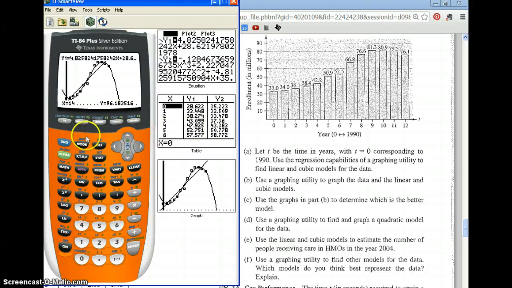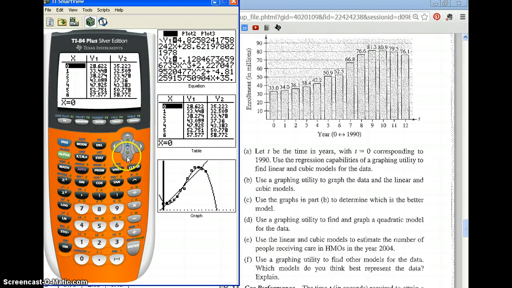Which is why our second method for doing this, looking at the table, is great. So if you do second table, you could start to arrow down if you wanted to and get to 14, or you could type it in. So notice, for our linear model in 2004, there's 96.184 million people enrolled in HMOs, and in our cubic model, there's only 51.833 million people enrolled in HMOs. So that would be answering question letter E.